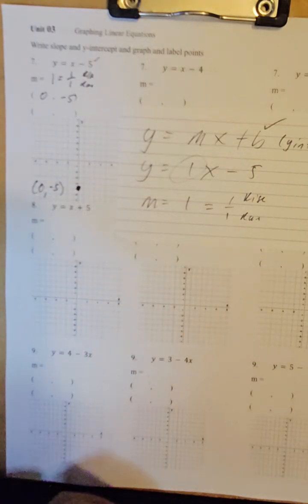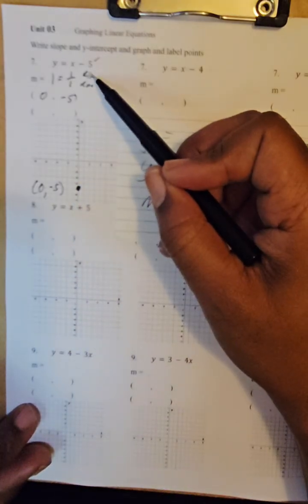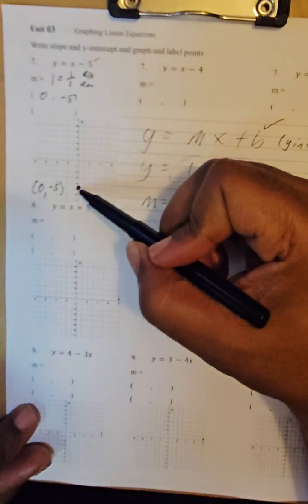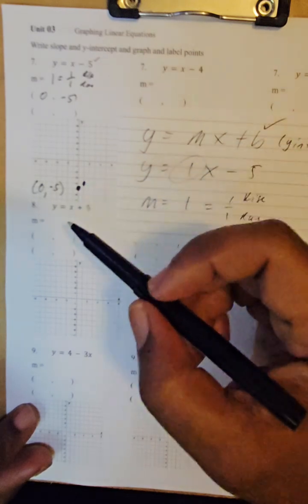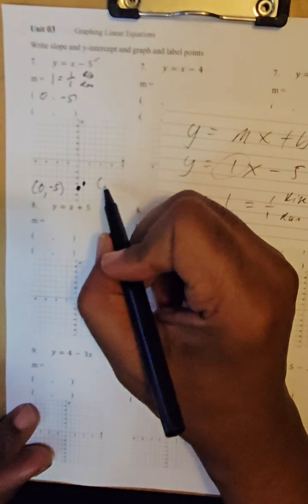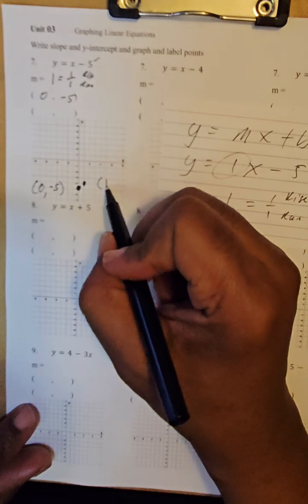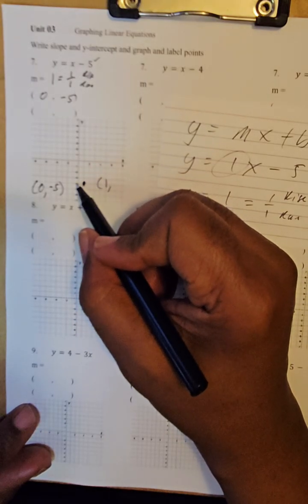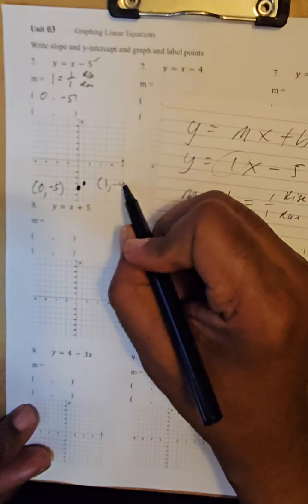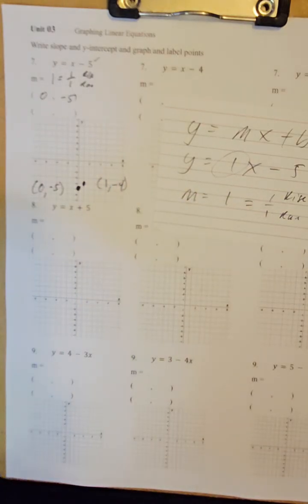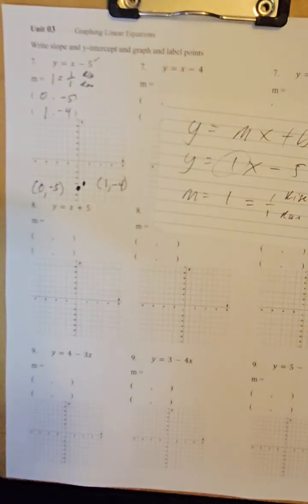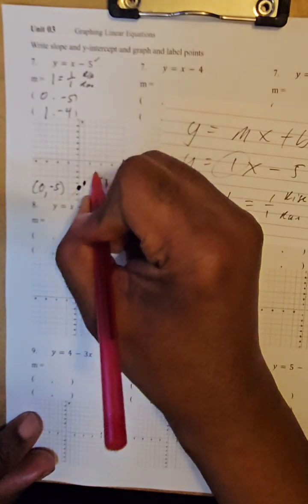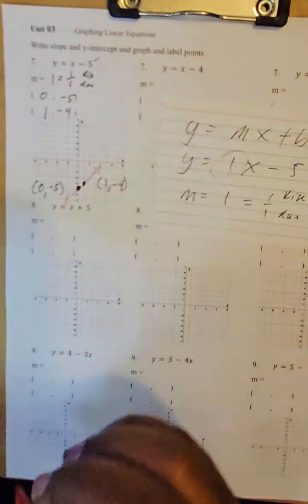And then for our rise and run, it tells us to rise 1 and run 1. So from this point, we're going to rise 1 and run 1. That takes us to this point right here. Okay, now let's label that point. That point is x is 1 and y is -4. So we have our points, our slope. So let's put (1, -4) in there. And then just to make this complete, we're going to draw a little line going through those 2 points.